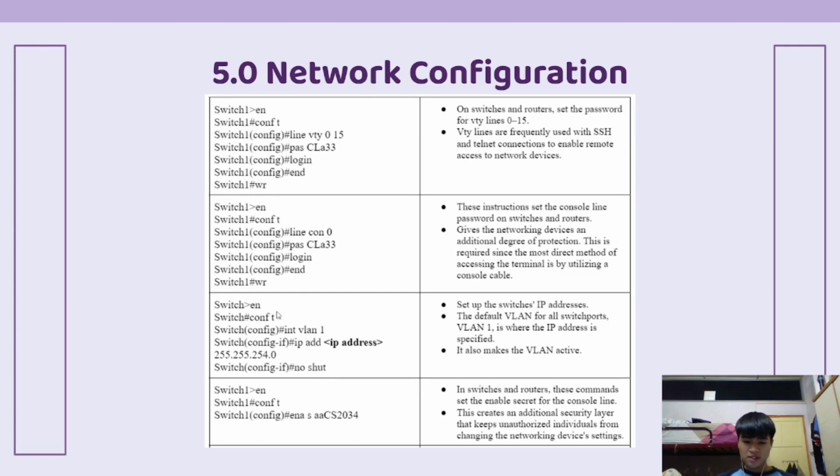So this command is to set the IP address for the switches. Same, we need to go into configuration mode, configure terminal, and go into the interface VLAN 1. We want to set the IP address, so just ip address, and this is the IP address, for example maybe 10.0.0.1, and this is the subnet mask. So no shut.